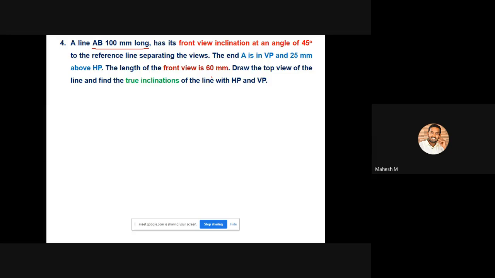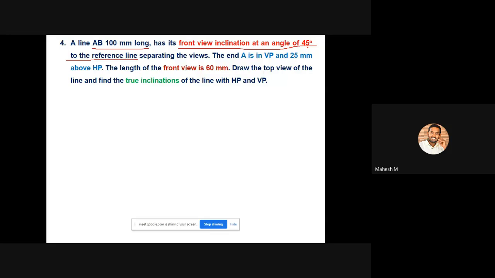Okay. So it has its front view inclination at an angle of 45 degree to the reference line. Okay. So roll number 40. Yes, sir. What is the unit of this dimension? Front view inclination at an angle of 45 degree.